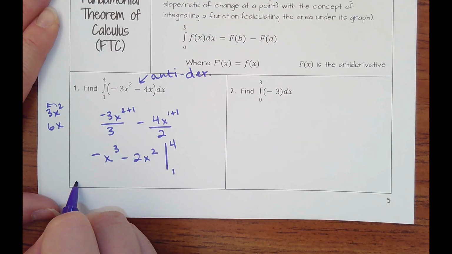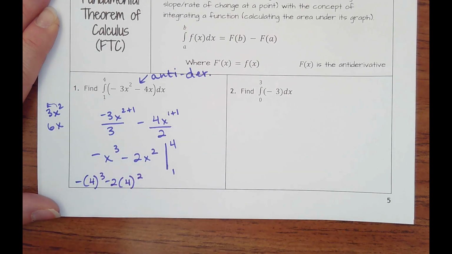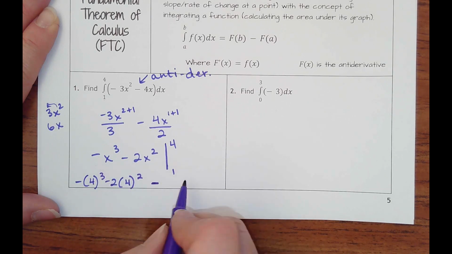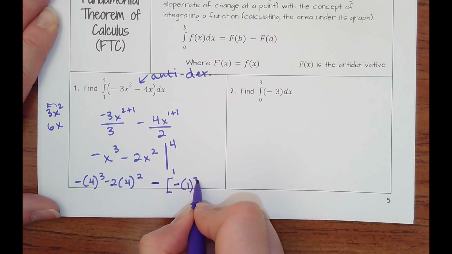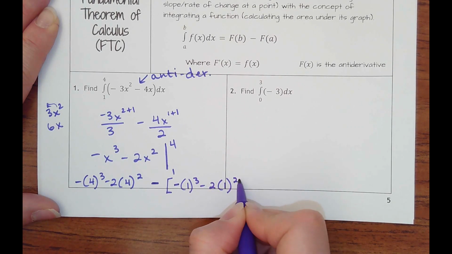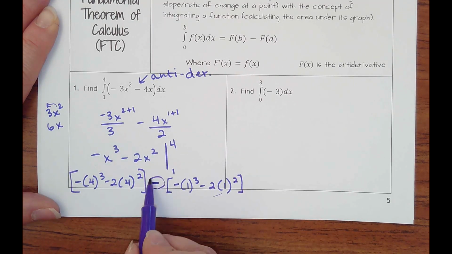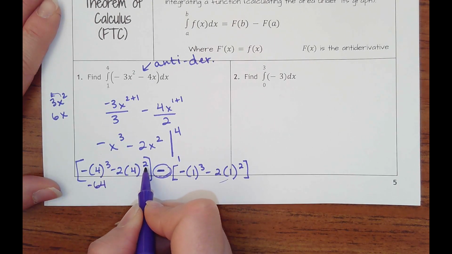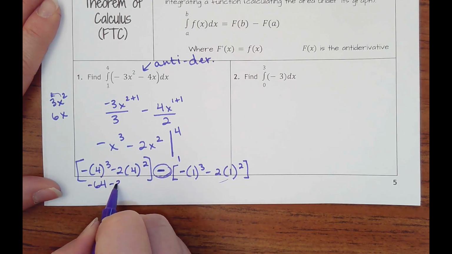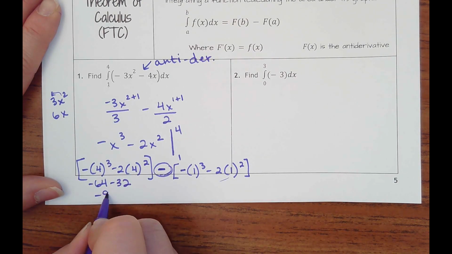So we're going to have negative 4 cubed minus 2 times 4 squared. All that minus, then plug in the 1, and I'm going to do brackets here, negative 1 cubed minus 2 times 1 squared. So we should get this to be a number and this to be a number, and then subtract them at the very end. 4 cubed is 64. That would be a negative. 4 squared is 16. 16 times negative 2 is negative 32. And so that gets negative 96.